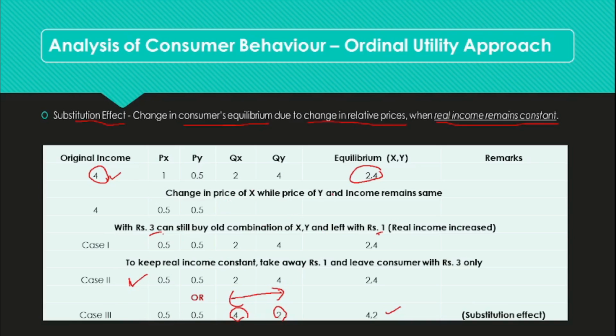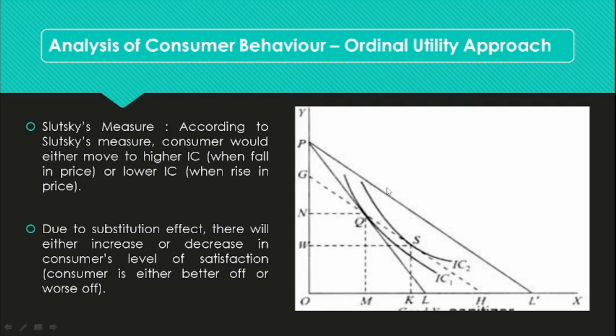The change in the relative prices and its effect on the consumer's equilibrium when the real income has to remain constant. Now, there are two approaches or two measures for finding out the consumer's equilibrium in case of the substitution effect.